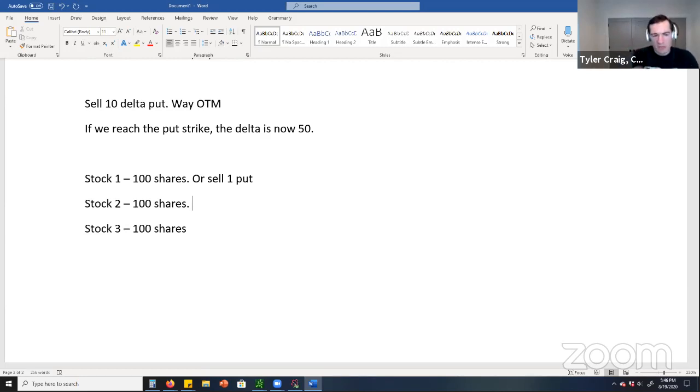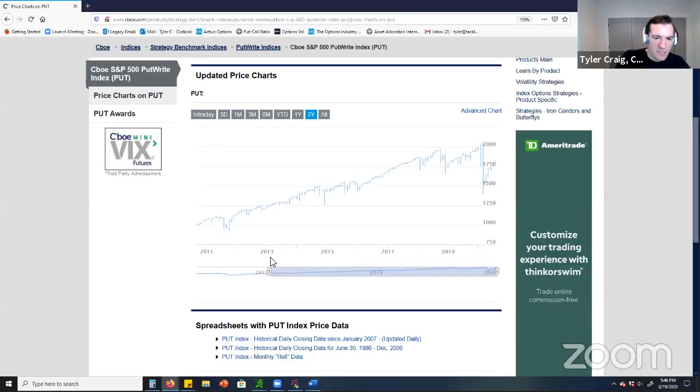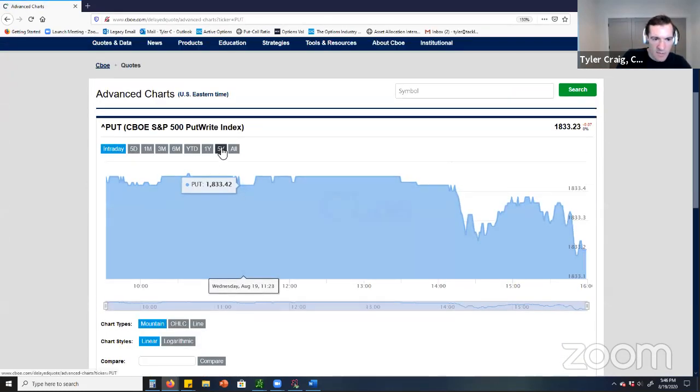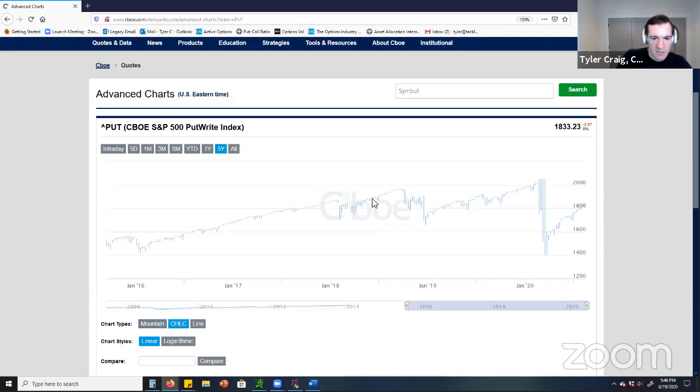If you do it methodically like that, it's a system. And you start to see how it behaves more like this put write index. This, of course, was just on the S&P 500. But you'll start to see how methodically, you know, it goes up over time if prices are stagnant to rising over time. Okay.